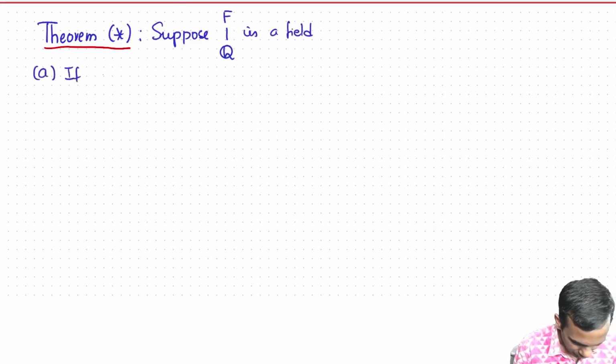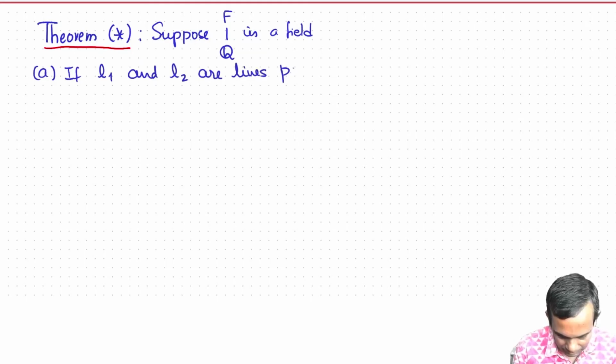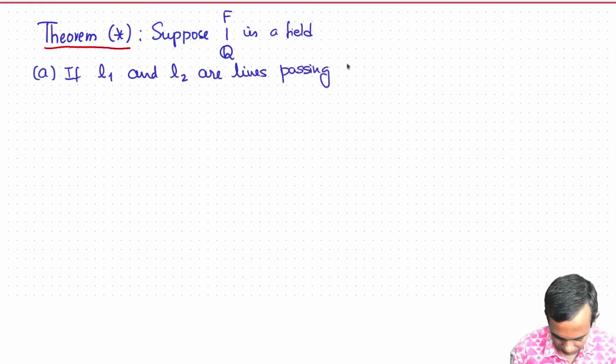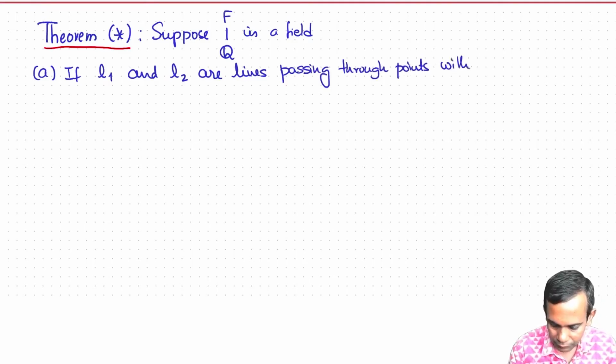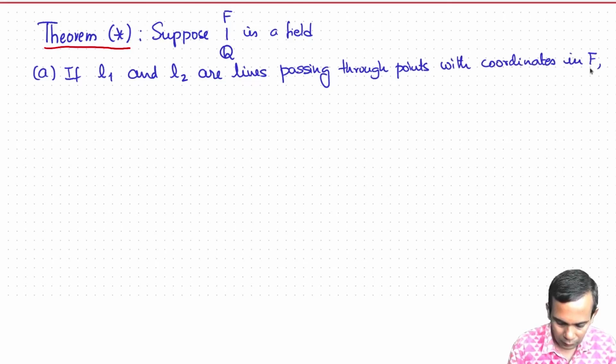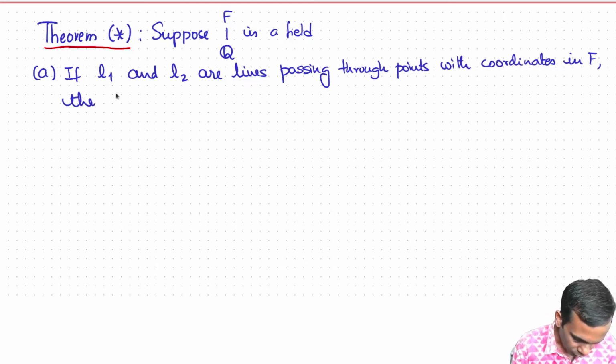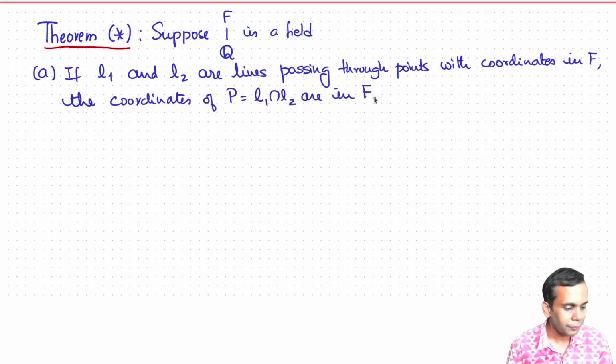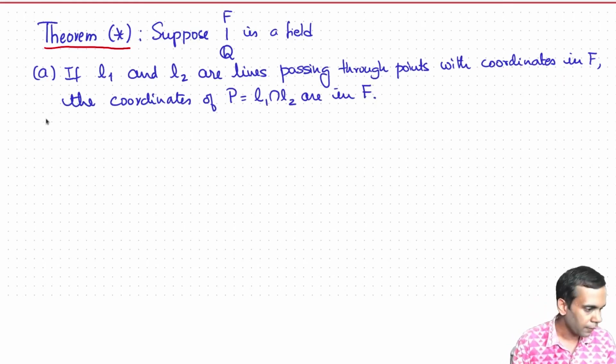A: If L1 and L2 are lines passing through points with coordinates in F, then the coordinates of L1 intersection L2 are in F. You don't even need to go to an extension.